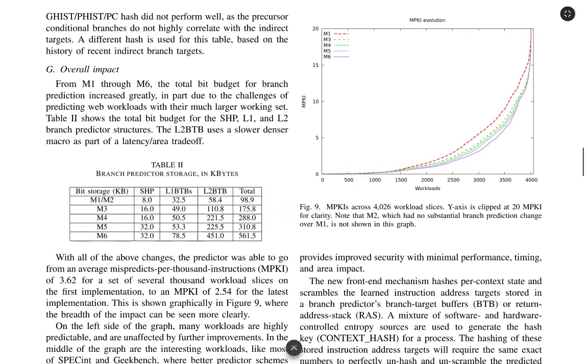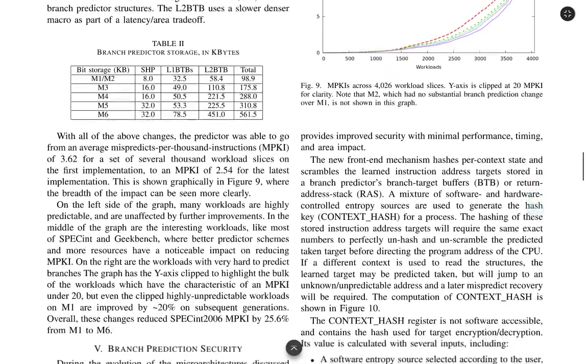Figure 9 is MPKI across the 4026 workload slices. The Y-axis is clipped at 20 MPKI for clarity. Note that the M2, which has no substantial branch prediction changes over M1, is not shown in this graph.